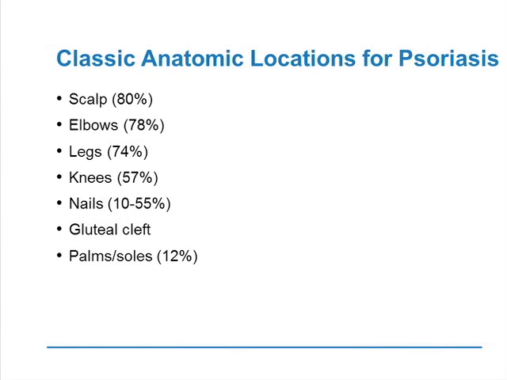The classic anatomic locations for psoriasis, in terms of plaque-type disease, about 80% of the time, really involve the scalp, elbows, knees, and legs. Between 10 and 50% of patients can have nail disease, and nail disease varies as well. And then palmar-plantar psoriasis is seen in about 10 to 12% of patients who have psoriasis. Some have proposed that palmar-plantar disease might be a very different type of psoriasis.